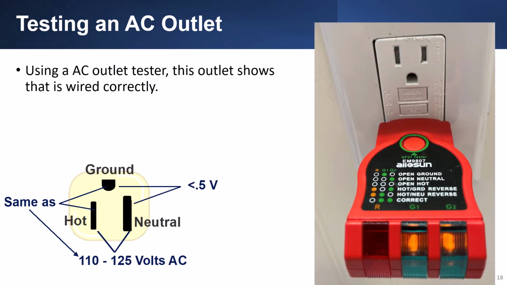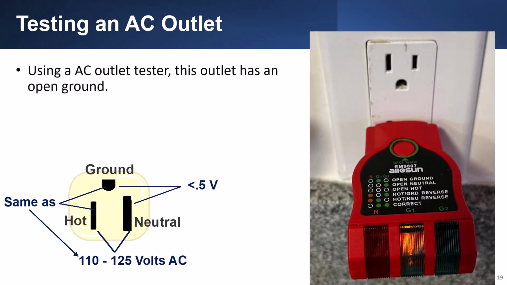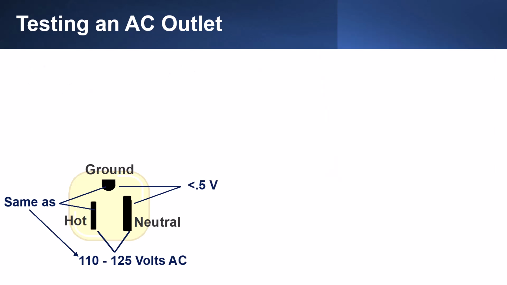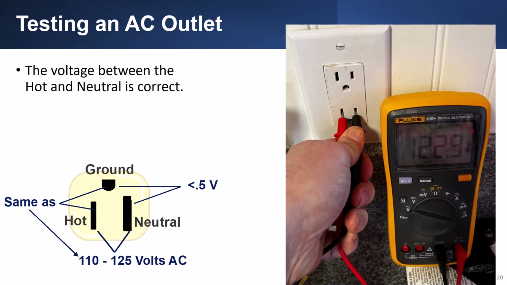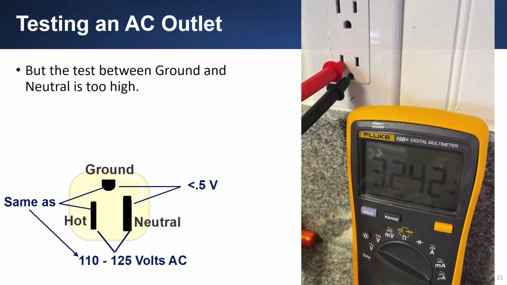Using an AC outlet tester on the same jack, it also shows that the AC outlet is wired correctly. Here, I have a different outlet that shows that it has an open ground. So when using the multimeter on this outlet, the voltage between the hot and neutral is correct. But the test between ground and neutral is too high.